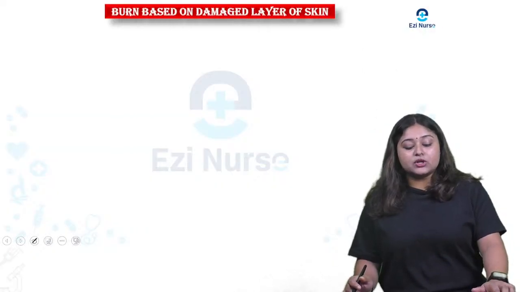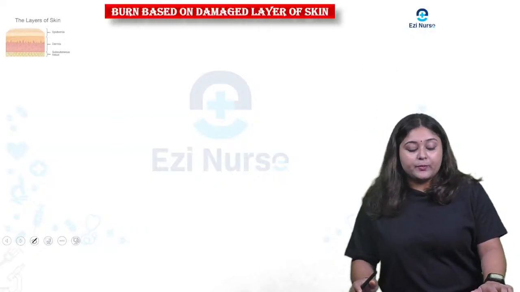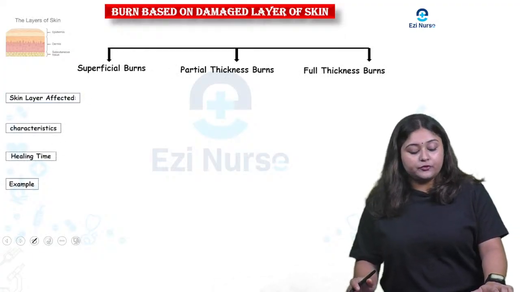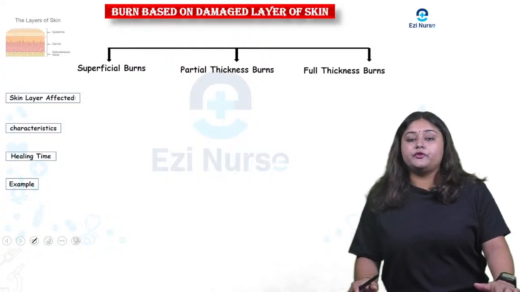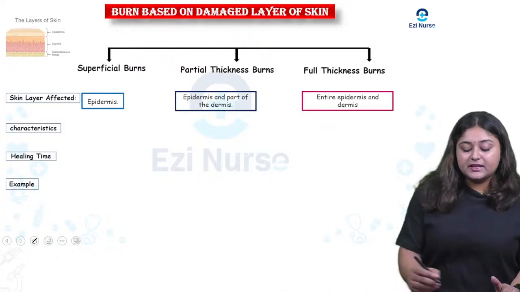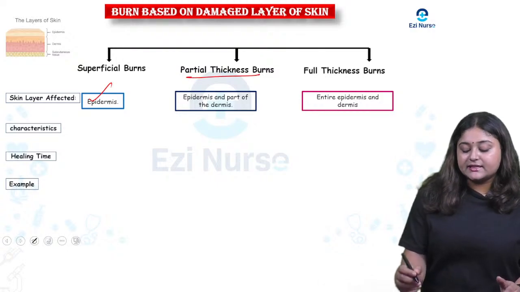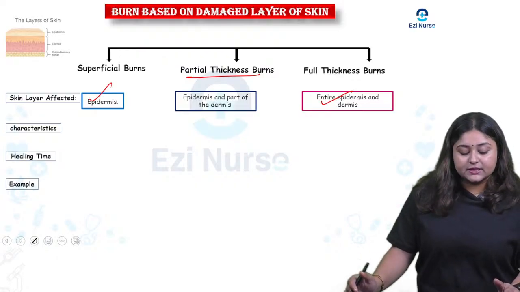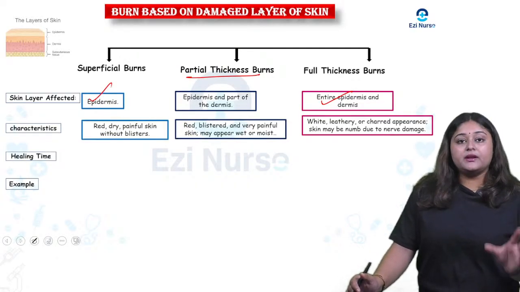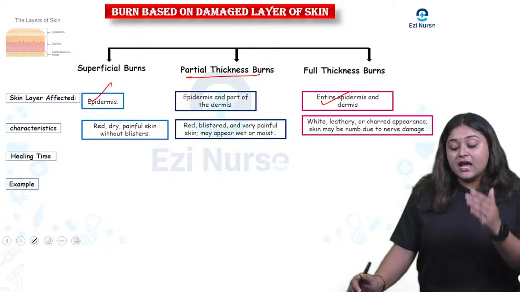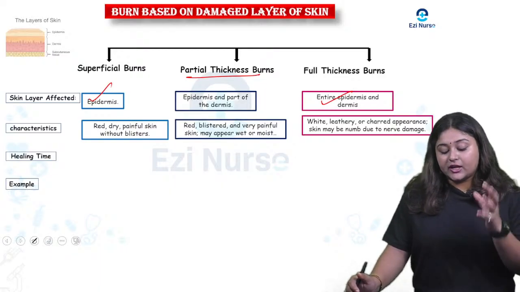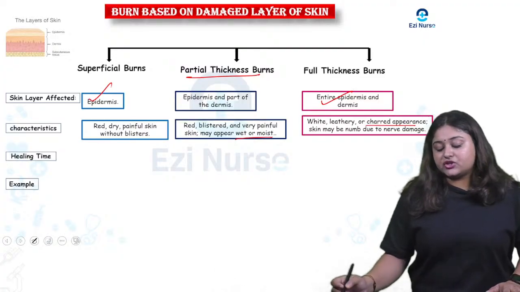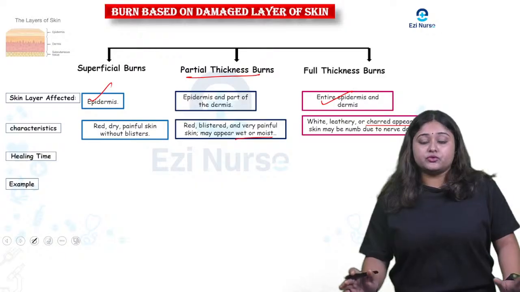Now come to the classification based on the damaged layer of the skin. Based on that, there are three types. First is superficial burn, partial thickness burn, full thickness burn. In the superficial burn, the skin layer affected is the epidermis, for the partial thickness, epidermis and part of the dermis, and full thickness, the entire epidermis and dermis. So characteristics for the superficial burn: red, dry, painful skin without blisters, and for the partial, red, blistered and very painful skin, which may appear wet or moist, and for full thickness, white leathery or charred appearance, where skin may be numb due to the nerve damage.